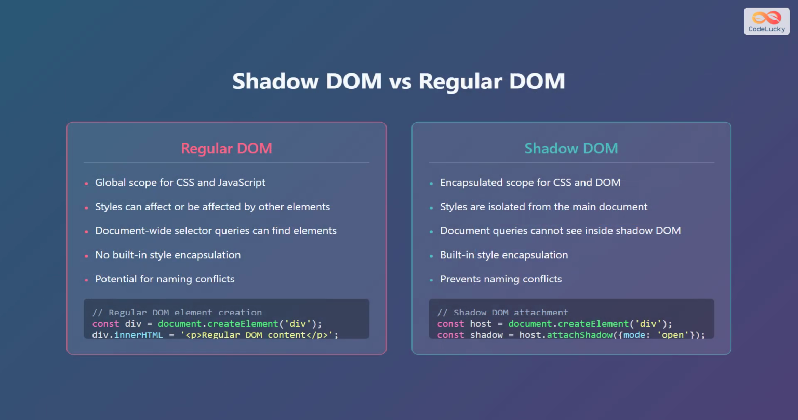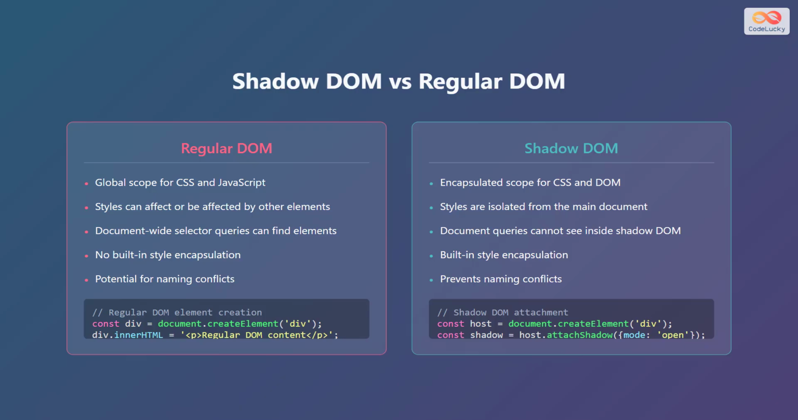In this slide, we will explore the key differences between the shadow document object model and the regular document object model. On the left, we have the regular document object model, which has a global scope for cascading style sheets in JavaScript. Styles can affect or be affected by other elements. Document-wide selector queries can find elements. There is no built-in style encapsulation, and there is a potential for naming conflicts. Here is an example of creating a regular document object model element.